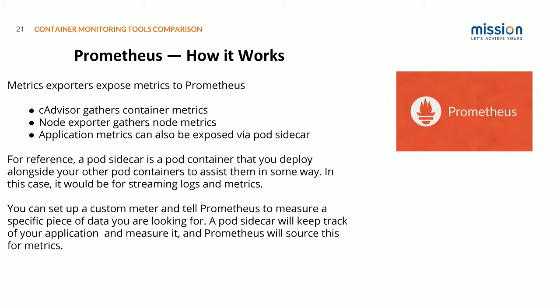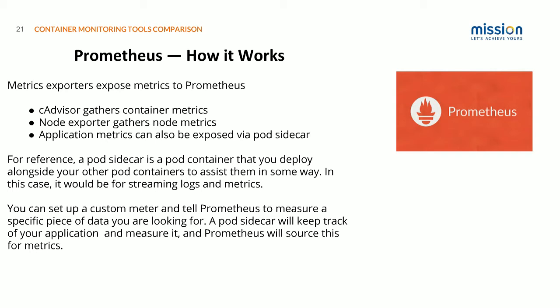Right, so to talk a little deeper about how it works, metrics exporters are what expose metrics to Prometheus. The standards that you always want to deploy: cAdvisor gathers your container metrics, and node exporter gathers your node metrics. And because Prometheus is open source and very extensible, if there's some other application metric that you care about, you can absolutely measure that and expose it as an HTTP endpoint to Prometheus, and then configure Prometheus to go and gather that metric. It can really be absolutely any metric you choose.